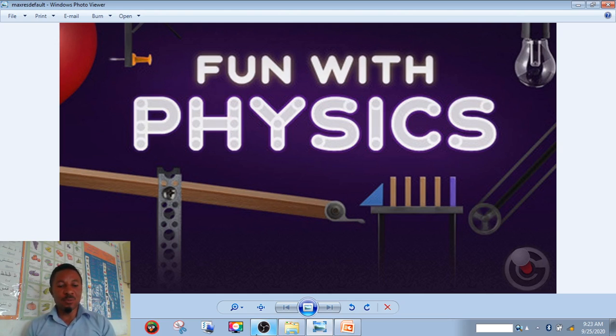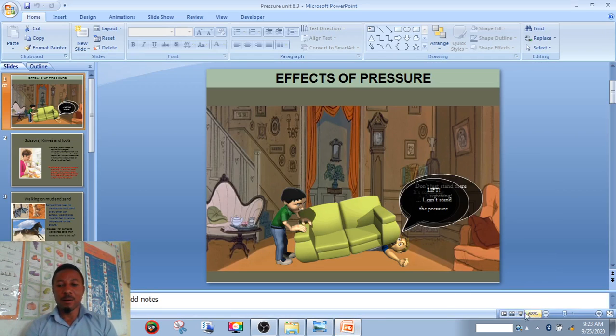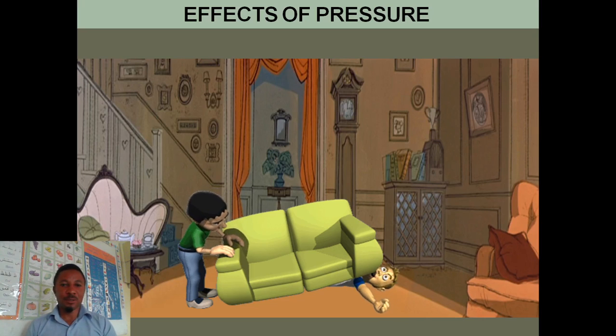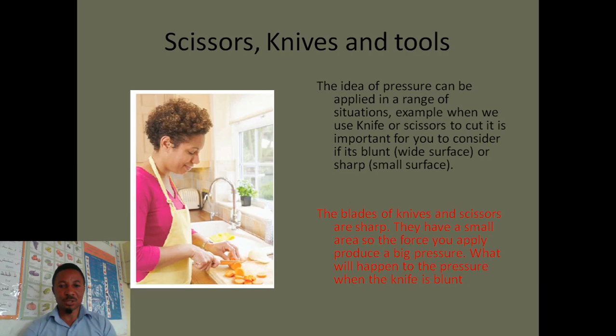Now, we are going to be using the textbook, Complete Physics for Cambridge Secondary 1, page 153. If you have it quickly, you can turn to that page and glance through it to see what I'm about to explain. I've already established this fact, so there's no need for me to waste much time on it. Now I'll quickly go to scissors, knives, and tools.